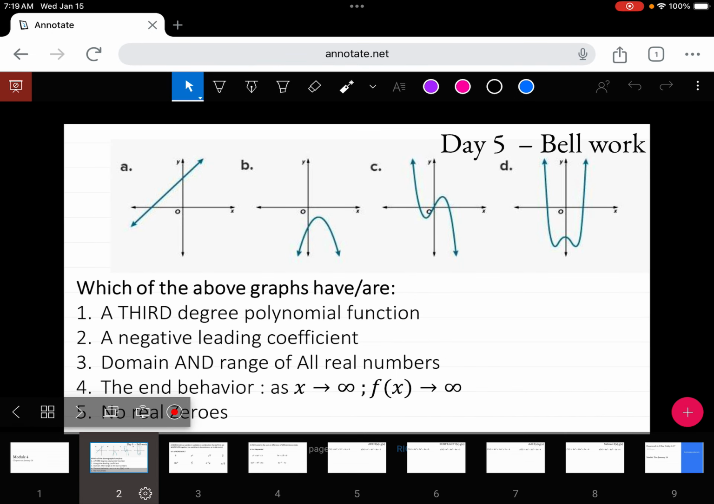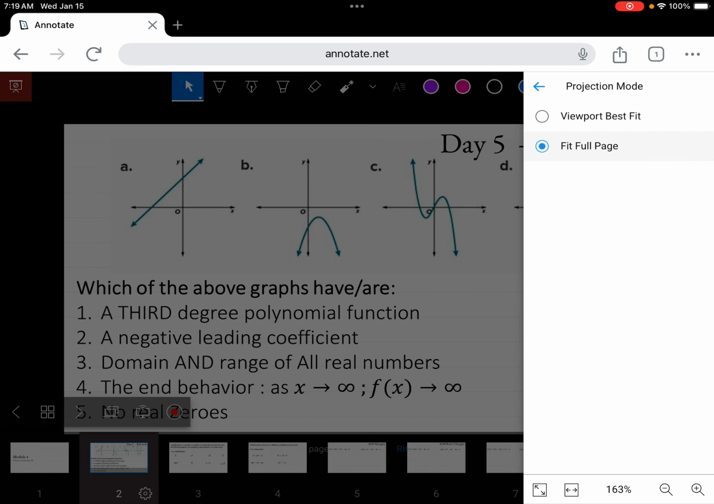Alrighty, y'all. Let's get cruising. So this is just kind of like matching style. Not necessarily doing any work on here, just kind of matching which of these could have these categories, titles, whatever we're calling it.